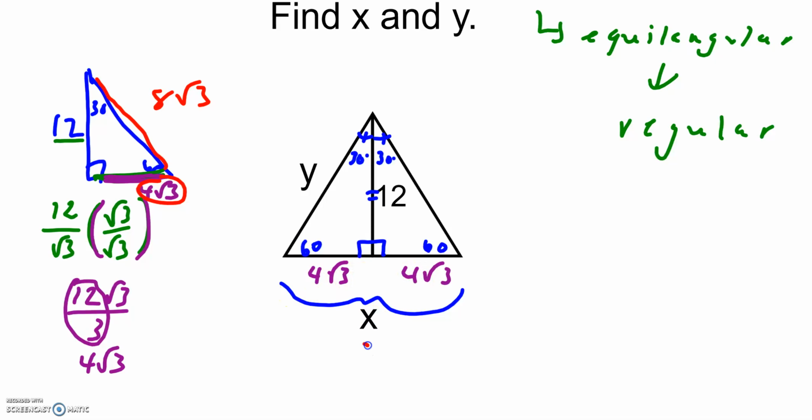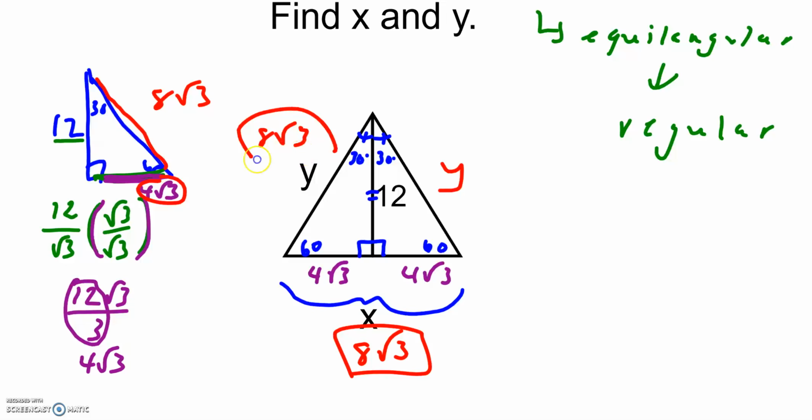4 root 3 and 4 root 3. My x value is 8 root 3 because that's the total. And because of my triangle also, this side would also be y, all of them of which would be 8 root 3, which makes sense with my triangle and also makes sense because the triangle given was equilateral. So all sides are 8 root 3.